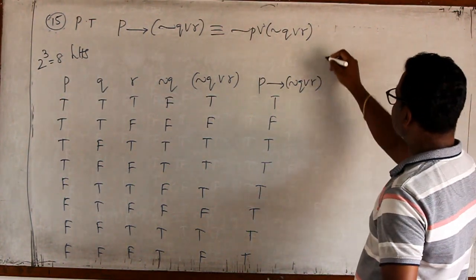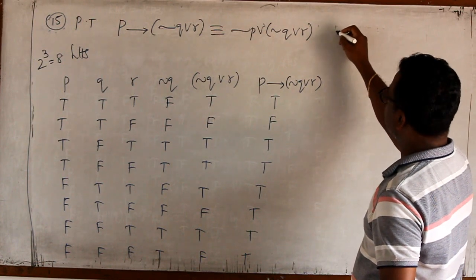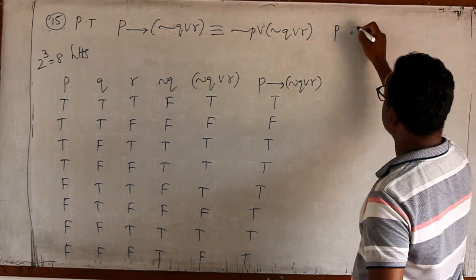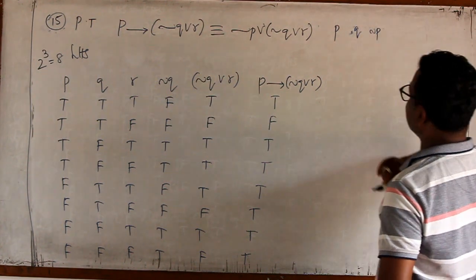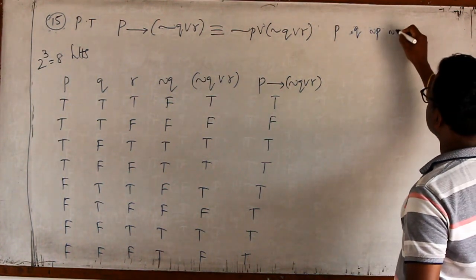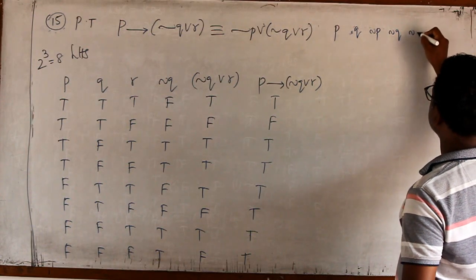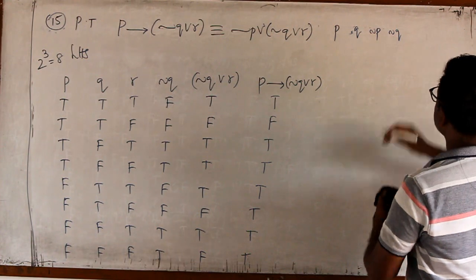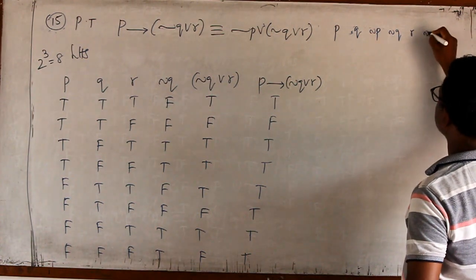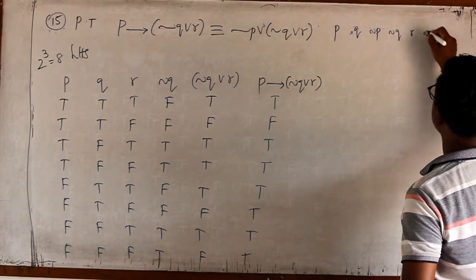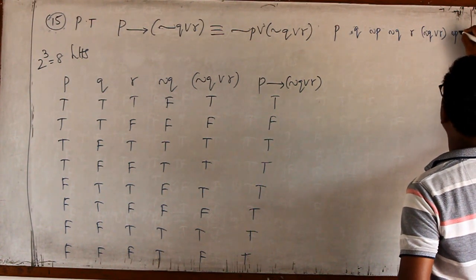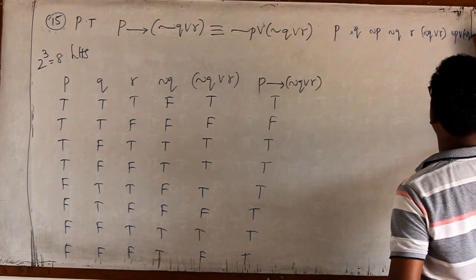Now, the right hand side. We shall say P, then negation of P, Q. Then negation of P, negation of Q. Then R also I need. Then we shall find R, then negation of Q or R. Then negation of P implies negation of Q or R.